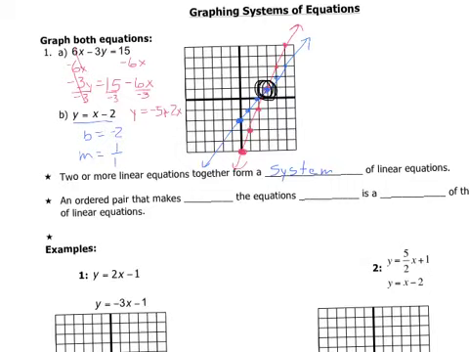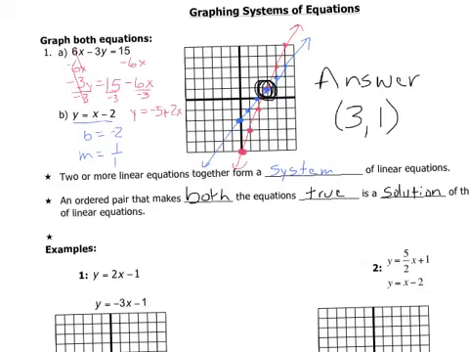So filling in our little blanks here: an ordered pair that makes both the equations true is a solution of the system. So the answer up on this first one is the ordered pair that makes them both true, which is over 3 up 1, so 3 comma 1.